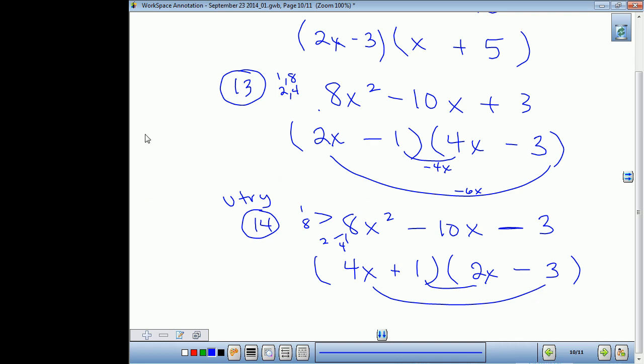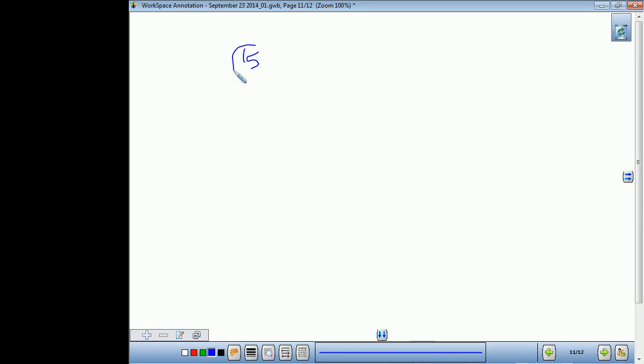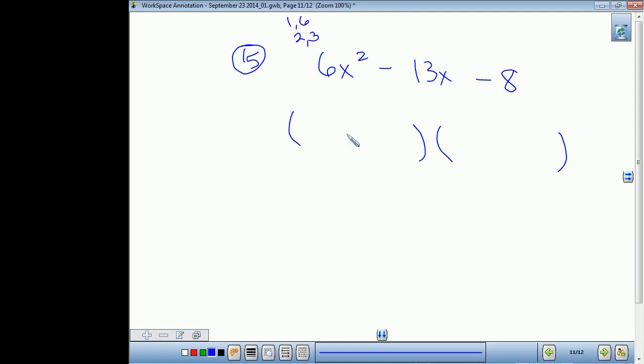Trying it. Yep, practice. Alright, last one. 6x squared minus 13x minus 8. This is a little more difficult because my leading coefficient and my constant, neither are prime. So we have choices for both. 6 could be 2 and 3, or it could be 1 and 6.